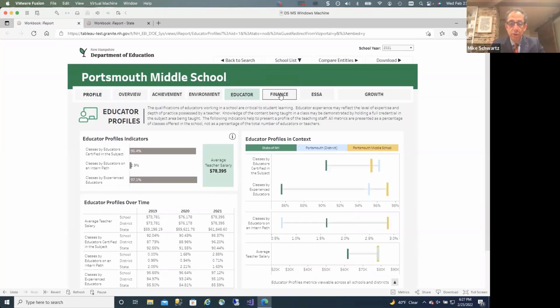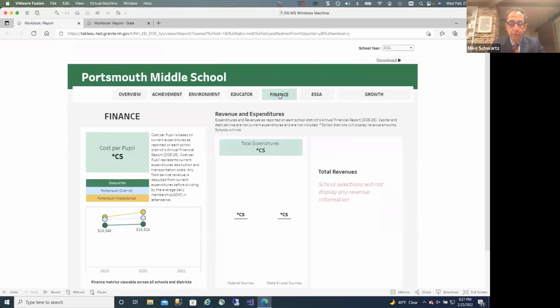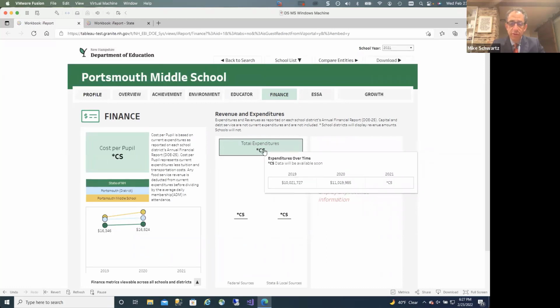Last thing I think I'll show you is finance information. And again, if you've got questions about any of these things, please let me know. I'm happy to answer them. But as you're all in the legislature, I know finance is frequently an area that's of interest. You'll see, and I should have mentioned some of these indicators earlier, this says CS. That's what CS stands for, coming soon. And again, if you hover over it, it tells you that it'll be available soon.